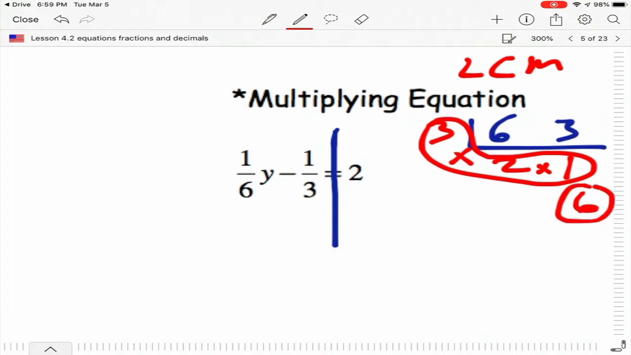I looked at the two bottom numbers, and this 2 here does not have a bottom number. So once again, I did 6 and 3. I got LCM of 6. Now I'm literally going to multiply everything by 6. Look, I'm multiplying the first number by 6 over 1, the second number by 6 over 1, and the third number by 6 over 1.